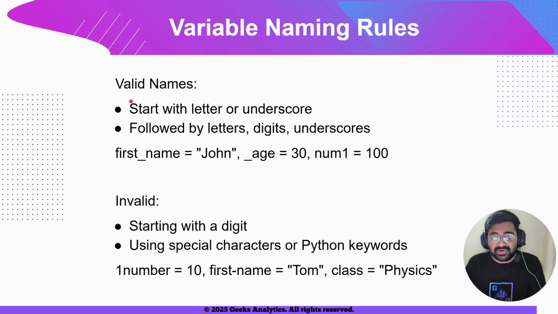So what are some valid naming conventions in Python? Any variable shall ideally start with a letter or an underscore, followed by letters, digits, or underscores. That is fine. For example, first_name, _age, number1. Invalid names will throw a variable error. Any variable starting with a digit, using any kind of special characters, or using a Python keyword is invalid. Special characters means things like at the rate, plus, minus. Apart from underscore, no other special characters are valid in Python.